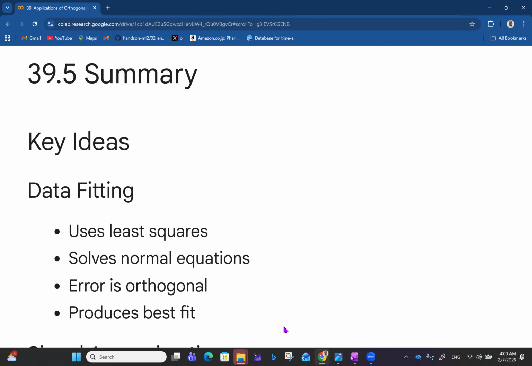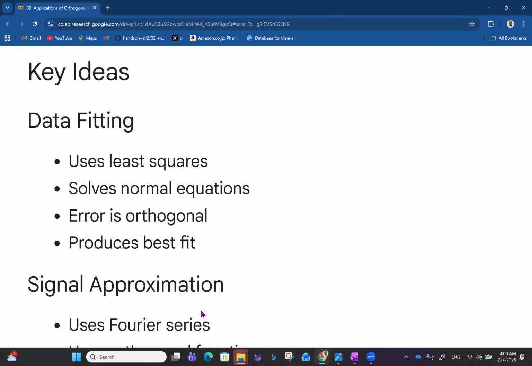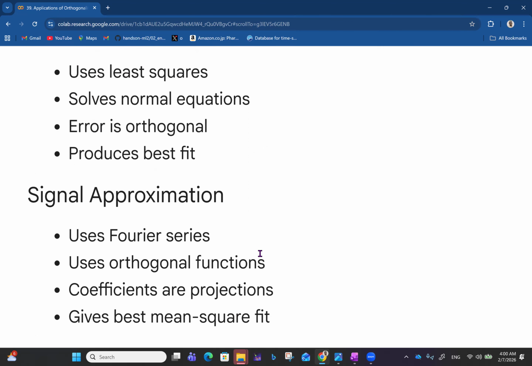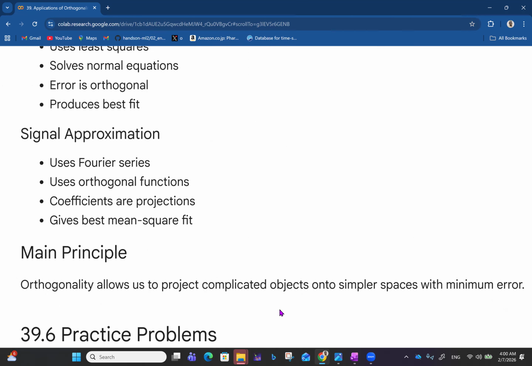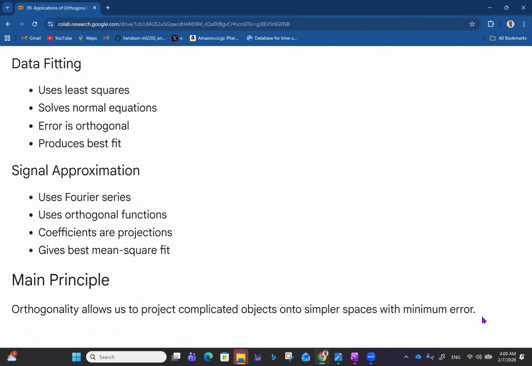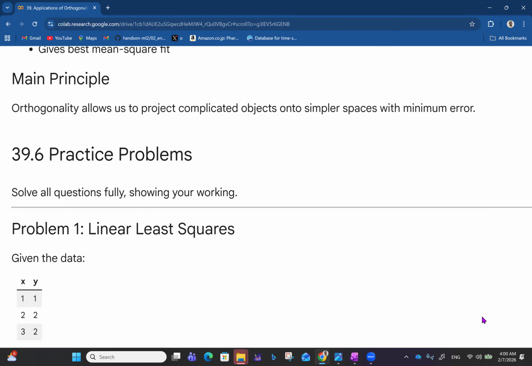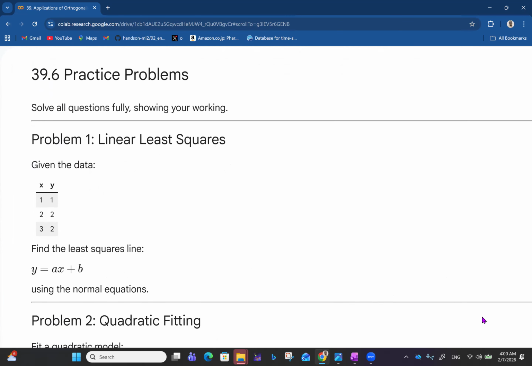In summary, we see key ideas like data fitting, which uses least squares, solves normal equations, has orthogonal error, and produces the best fit. We also have signal approximation, which uses Fourier series and orthogonal functions because sine and cosine are orthogonal, where coefficients are projections, and which gives the best mean square fit. So the main principle we see here is that orthogonality allows us to project complicated objects onto simpler spaces with minimal error. We have some practice problems here that you can try your hands on.